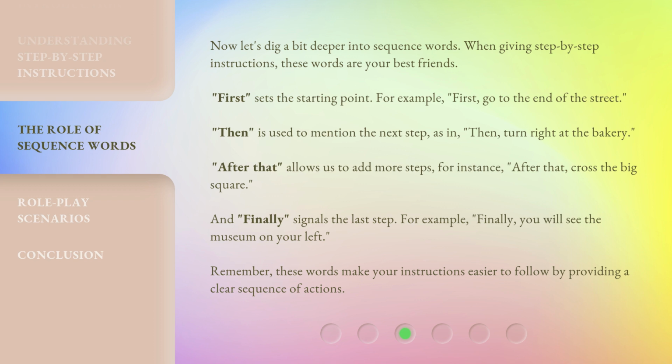After that, allows us to add more steps, for instance, after that, cross the big square. And, finally, signals the last step. For example, finally, you will see the museum on your left. Remember, these words make your instructions easier to follow by providing a clear sequence of actions.